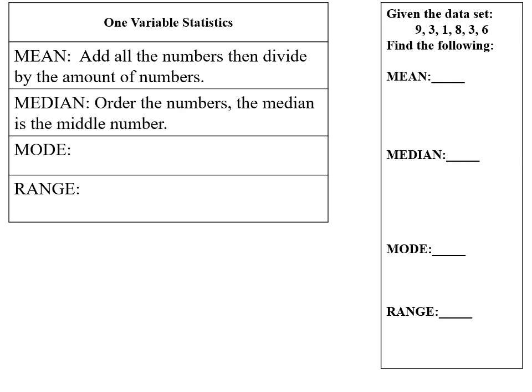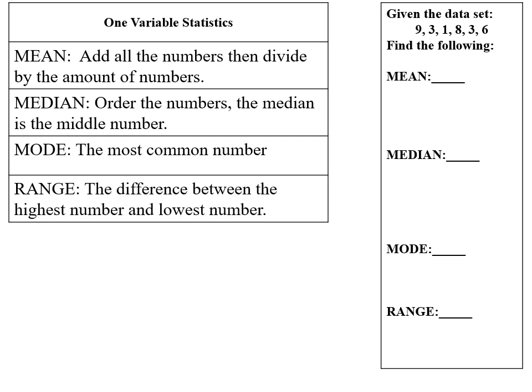Median is order the numbers from smallest to largest, and then it's the middle number. Sometimes there isn't a middle number, and we have to take the mean of the two closest. And mode is just the most common number. Range, you take the difference between the highest number and the lowest number.